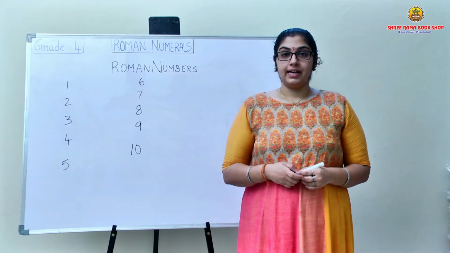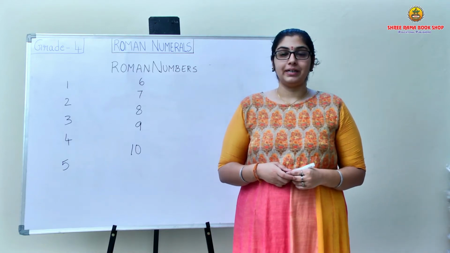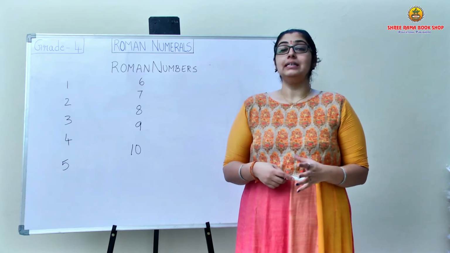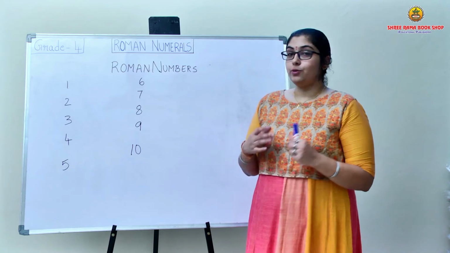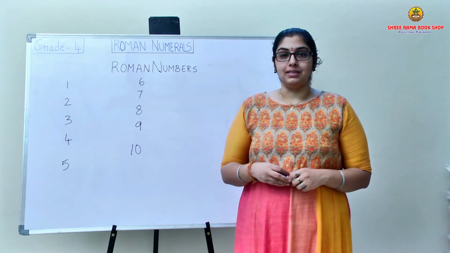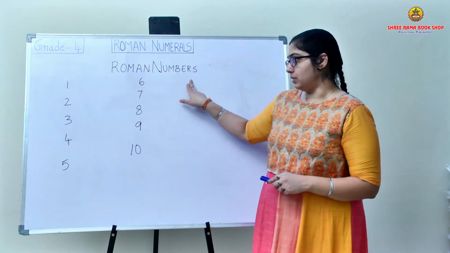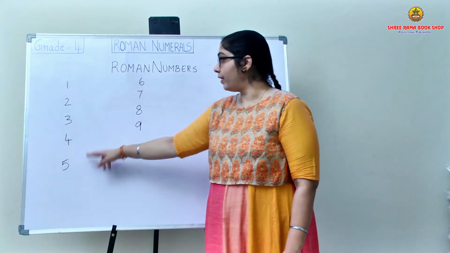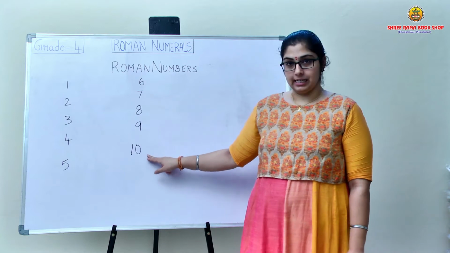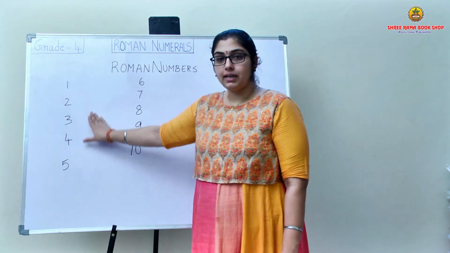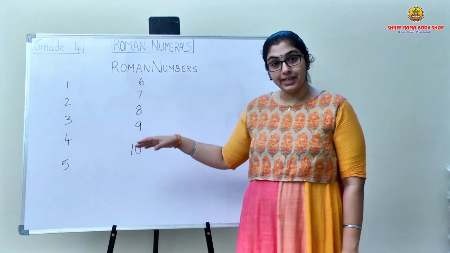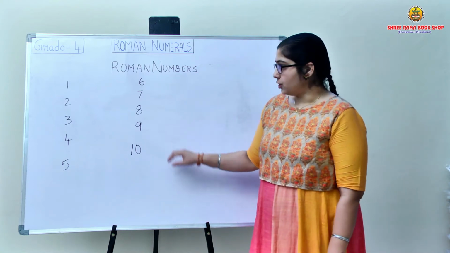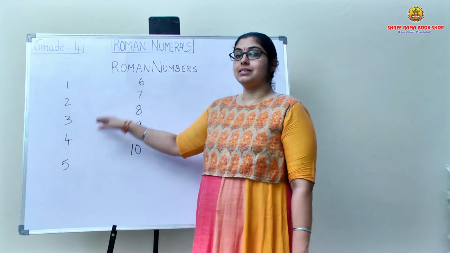Class, children? We have learned in our previous class what Roman numbers are and how Roman rules are followed to form the Roman numbers, right? So using those rules and also the Roman symbols, now we will form Roman numbers. I have the numbers 1, 2, 3, 4, 5, 6, 7, 8, 9, 10 on the board. These are all the normal numbers, or Indian numerals, which we use in our maths and in our day-to-day life. So how do I represent these numbers in Roman numbers?